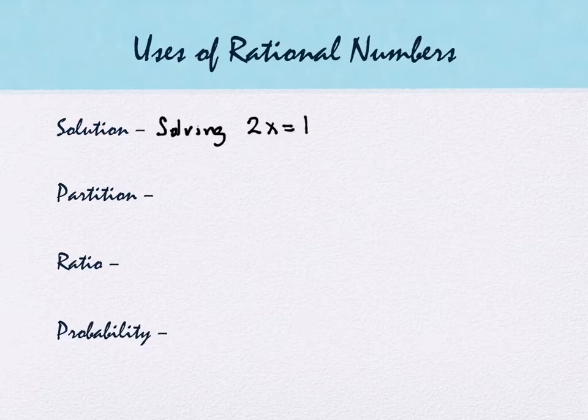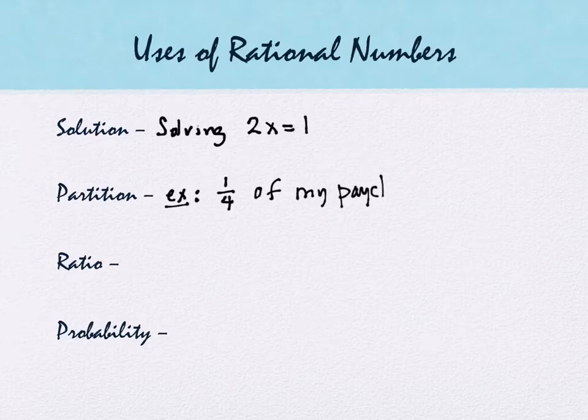Another use of rational numbers is as a partition. For example, if you would say something like 1/4 of my paycheck goes to gas.